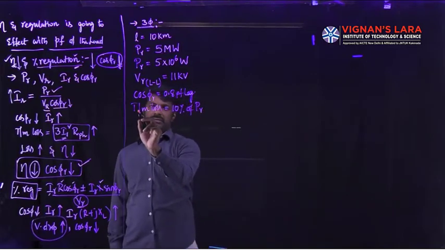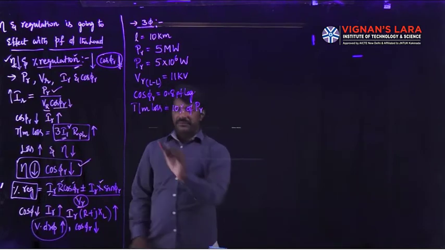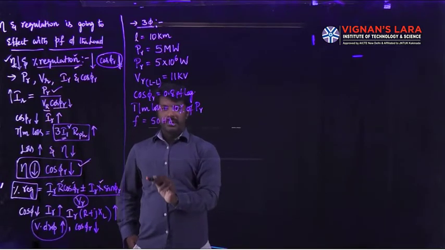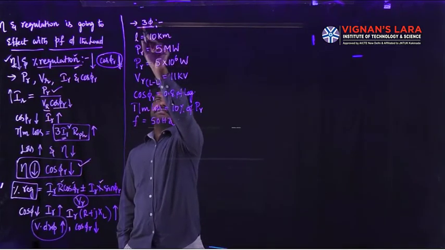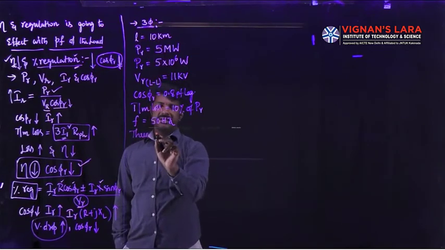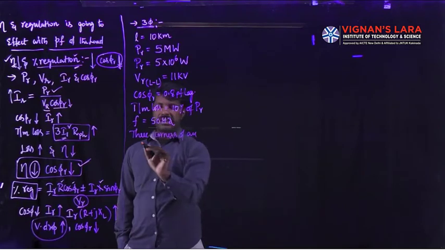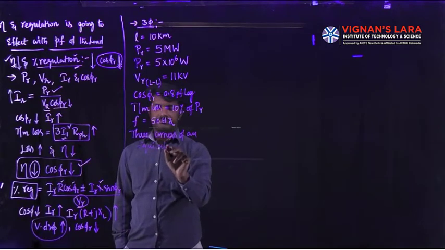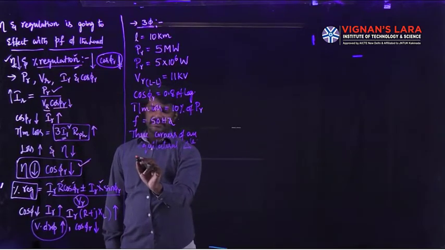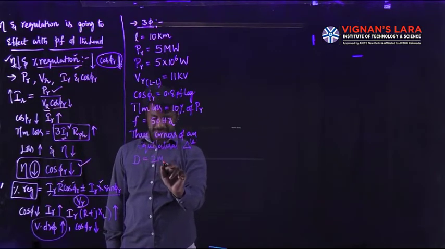And also given that the frequency of the operating line is 50 Hz. And since it is a three-phase system, there are three conductors. Those three conductors are placed at the corners of an equilateral triangle, and the distance between any two conductors in this equilateral triangle is given as 2 meters.